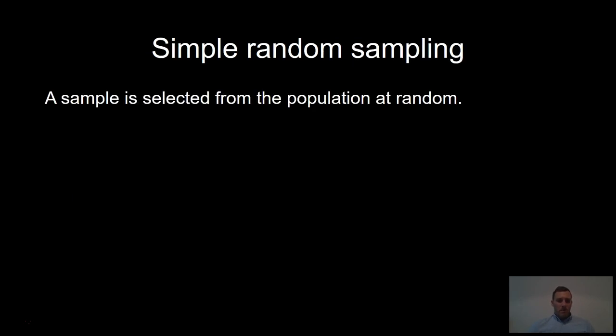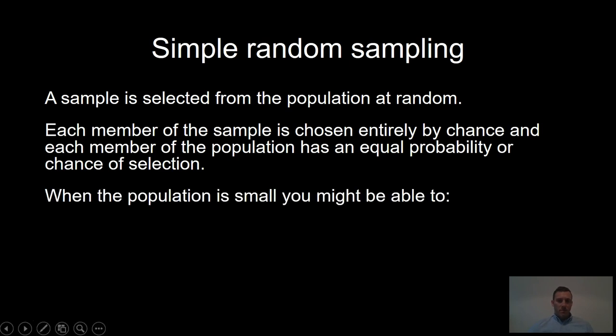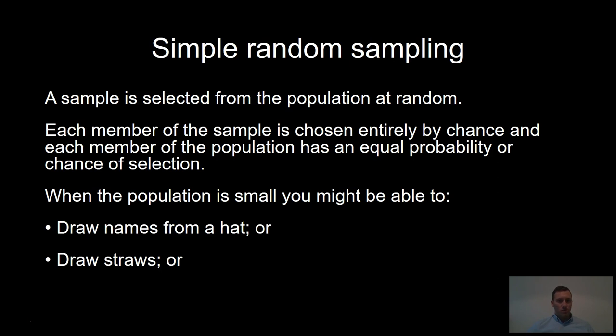Simple random sampling is a basic sampling technique where a sample is selected from the population at random. Each member of the sample is chosen entirely by chance, and each member of the population has an equal probability or chance of selection. When the population is small, you might be able to draw names from a hat or draw straws. Or the most common method is to assign a number to each member of the population and use a random number generator to pick the sample. And we'll look at a couple of ways to do that now.